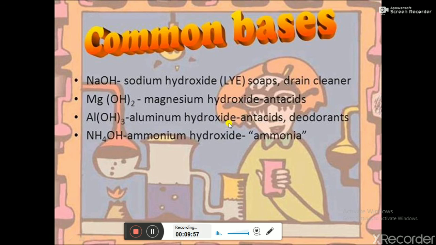Now aluminium hydroxide is also a very good base which is present in many antacids and is used to treat acidity, and this base is also present in deodorants. Now NH4OH is also called ammonium hydroxide, and this is also called ammonia. Ammonia is usually present in hair dyes and in many shampoos as well.